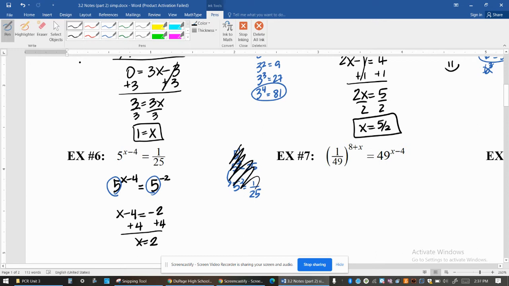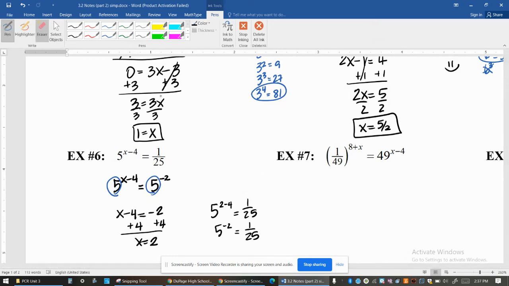Remember, you can check your work. Sorry, that was supposed to be an eraser. Okay, put it back into the original problem. 2 minus 4 is negative 2, and 5 to the negative second power is, in fact, 1 over 25. So you remember you can plug in your answer into the original equation. In case you guys didn't notice, that's what I've been doing. Check your work.